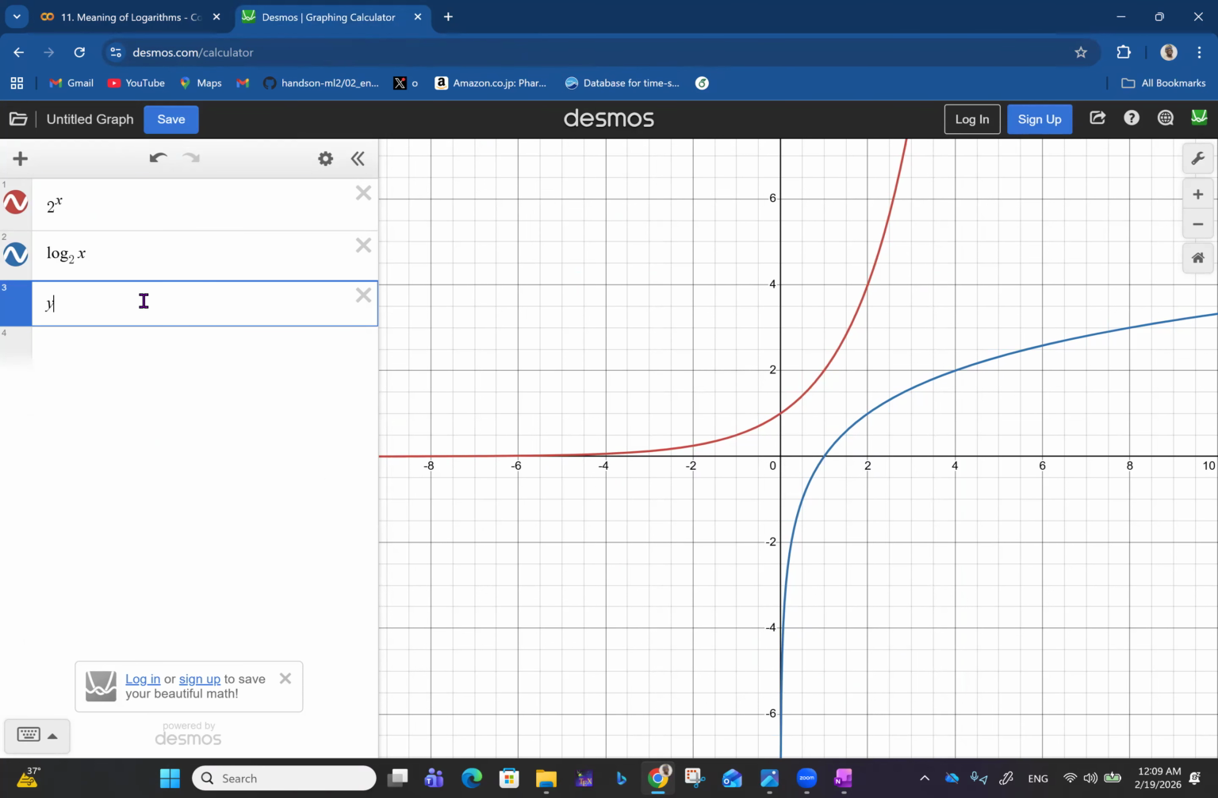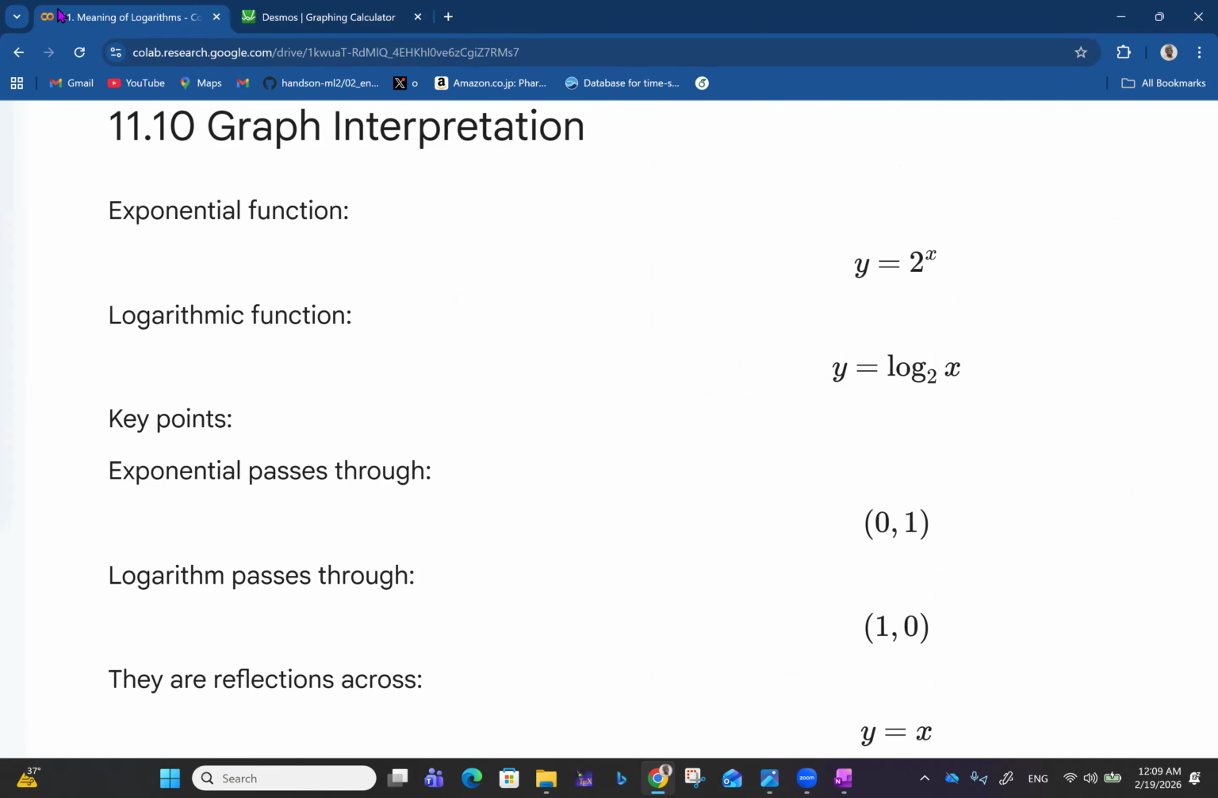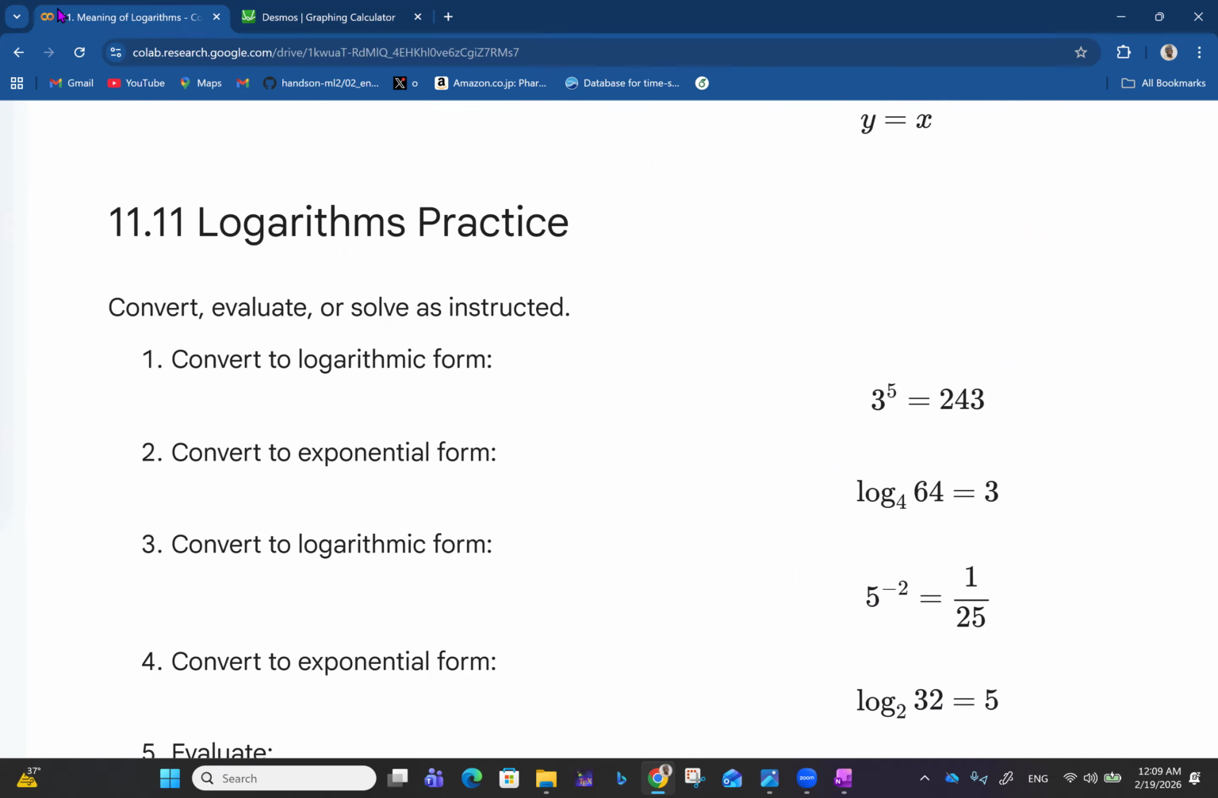Imagine if we say y is equal to x now. So you just have that straight line. Or should I, if I do only x, I think that should work too. X, yeah. So you see they are reflected about y equals x.